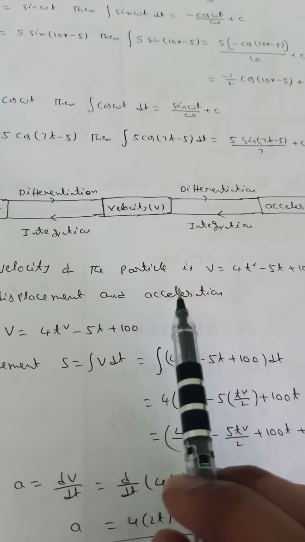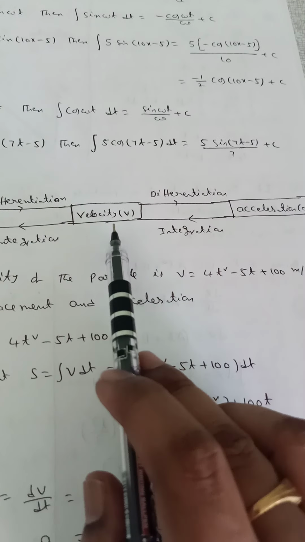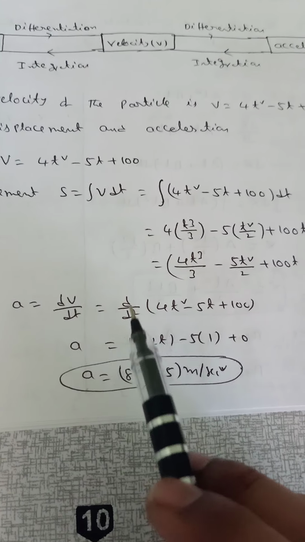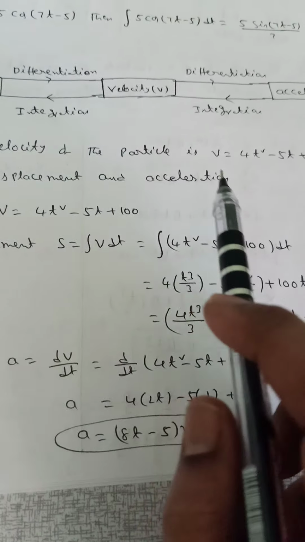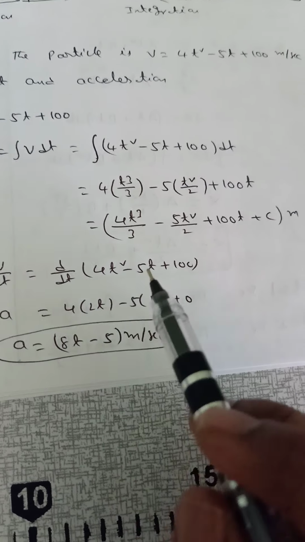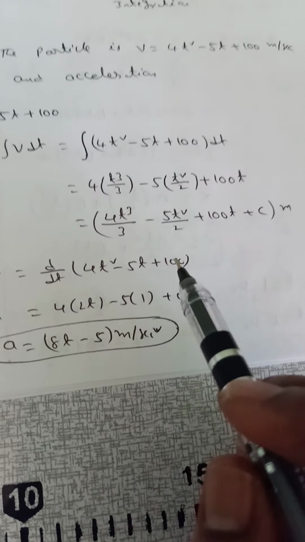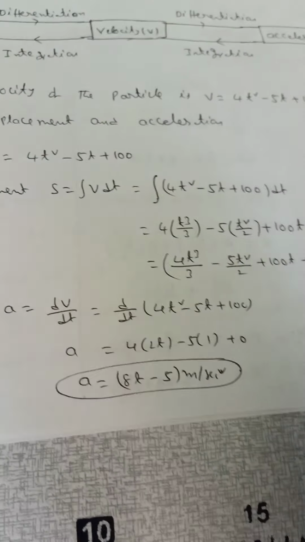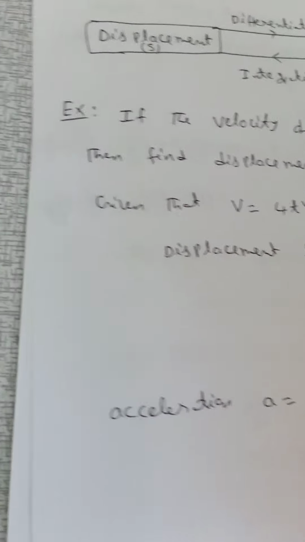But acceleration is the differentiation of velocity. A is equal to dv by dt, d by dt of 4t square minus 5t plus 100. 4 into t square derivative 2t, minus 5 into t derivative 1, 100 constant derivative 0. That means acceleration is 8t minus 5 meter per second square.